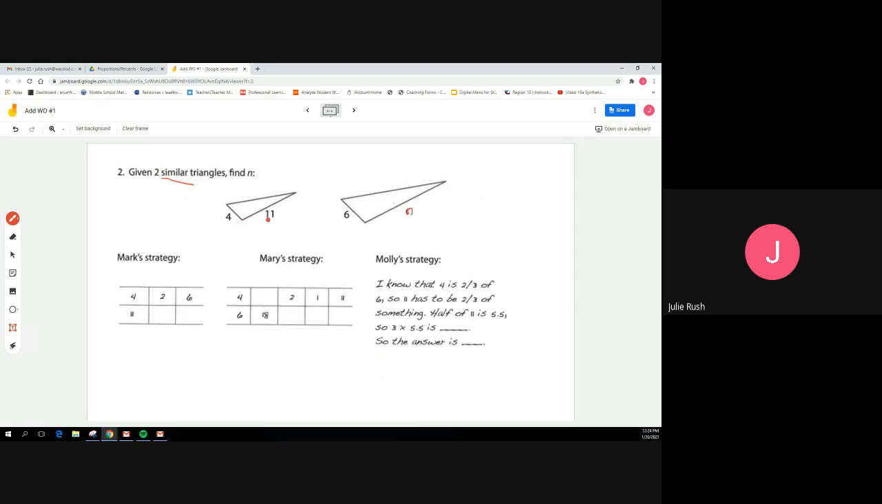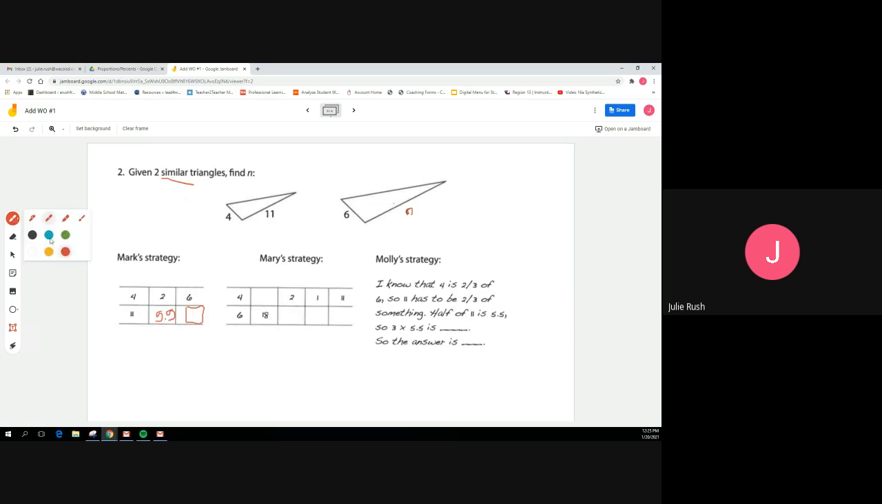Okay. So let's start with Mark. Mark did 4 and 11 right here. So he's lined up that triangle here. He knows the 6 matches up with the 4. So he's put it here. And our answer should happen right there. Okay. So to get from 4 to 2, he divided by 2. So I'm going to cut 11 in half, and I get 5.5. Because half of 10 is 5, and half of 1 is 0.5. So half of 11 is 5.5.